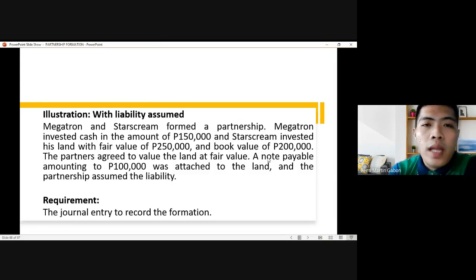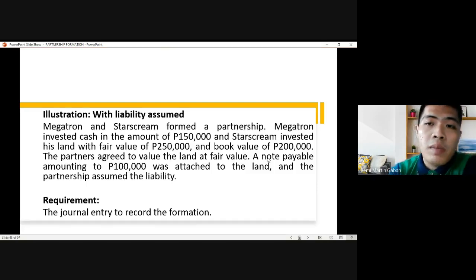Next, with liability assumed. So, Megatron and Starscream again, they are partners. That's the next example. Form a partnership, Megatron investing cash of 150,000, Starscream invested land with fair value 250,000 and book value 200,000. The partners agreed to value the land at fair value. So there is an agreement, fair value. The note payable amounting to 100,000 was attached to the land.